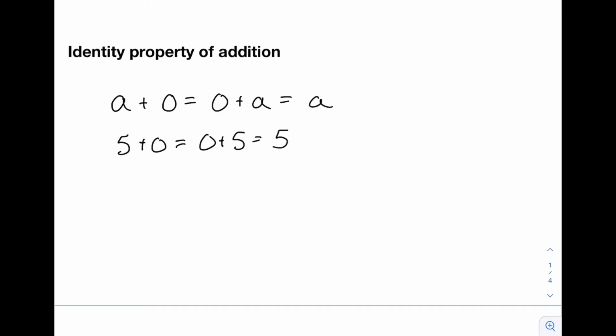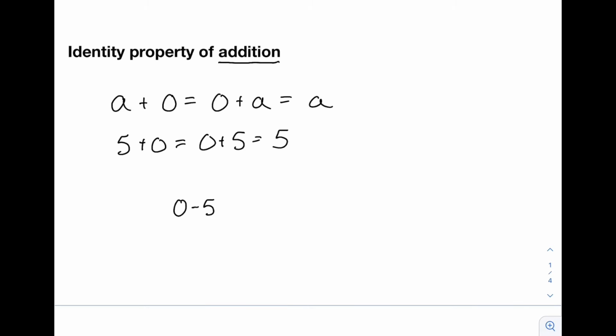Let's start with the identity property of addition. The identity property simply says that if we add 0 to a number, or add a number to 0, we get that original number back. So if we had the number 5, we could add 0 or take 0 plus 5 and get 5 as our answer. This almost feels a little silly to list as a property, but if you stop and think about it, while this is true for addition, it's not true for subtraction.